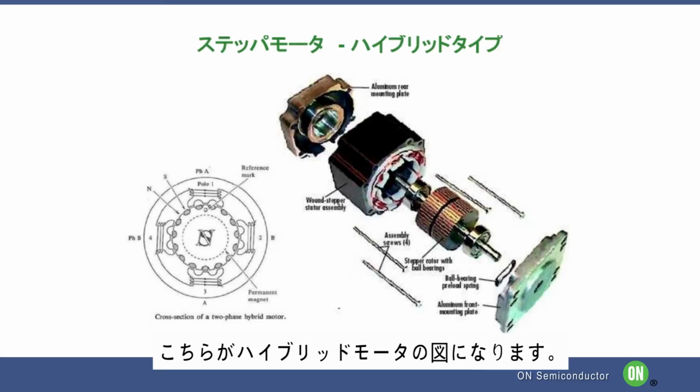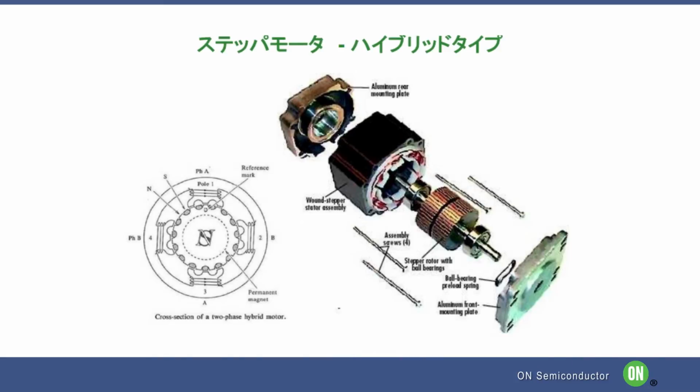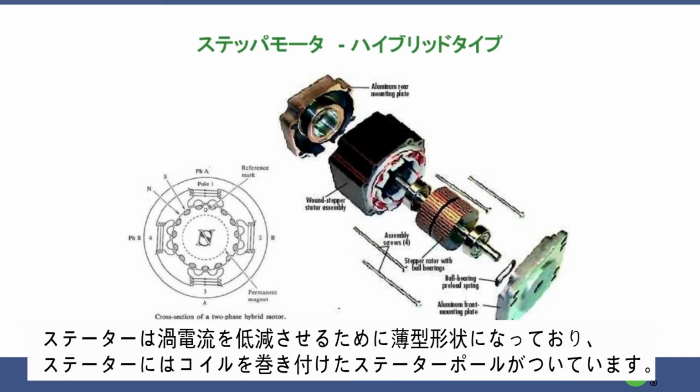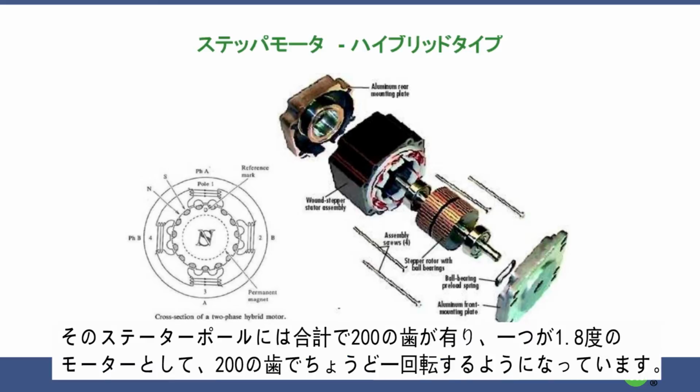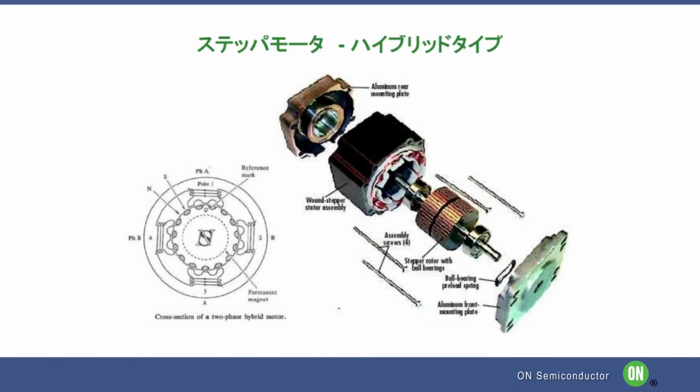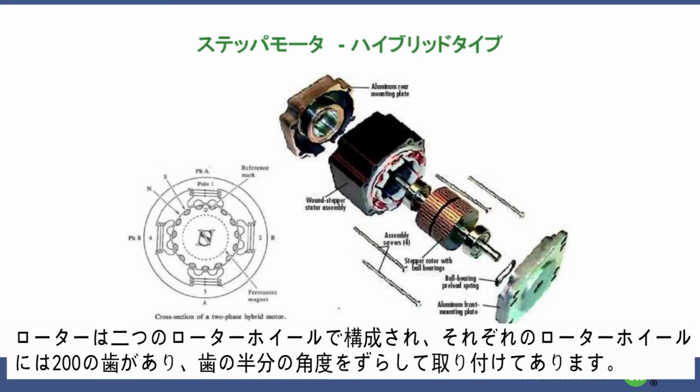Let me show you an example of a stepper motor using a hybrid type. Here is an exposed view of a hybrid motor. The stator housing is laminated to reduce the eddy currents and holds the stator poles with windings. The poles have teeth, 200 in total for one complete revolution, for a 1.8-degree motor. The rotor has 2 rotor wheels, both with 200 teeth also, but shifted.